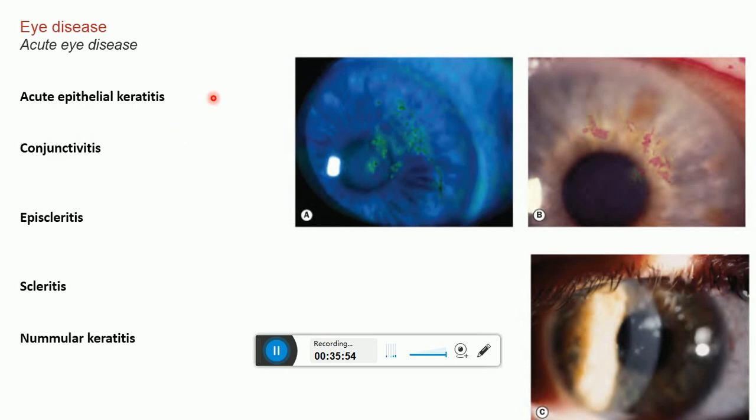Eye disease. Acute eye disease. Acute epithelial keratitis develops in 50% of patients within 2 days of onset of the rash and resolves spontaneously within a few days. It is characterized by dendritic lesions, smaller and finer than herpes, with tapered ends without terminal bulbs. The lesions stain better with rose bengal than with fluorescein. Treatment, if required, is with topical antiviral.